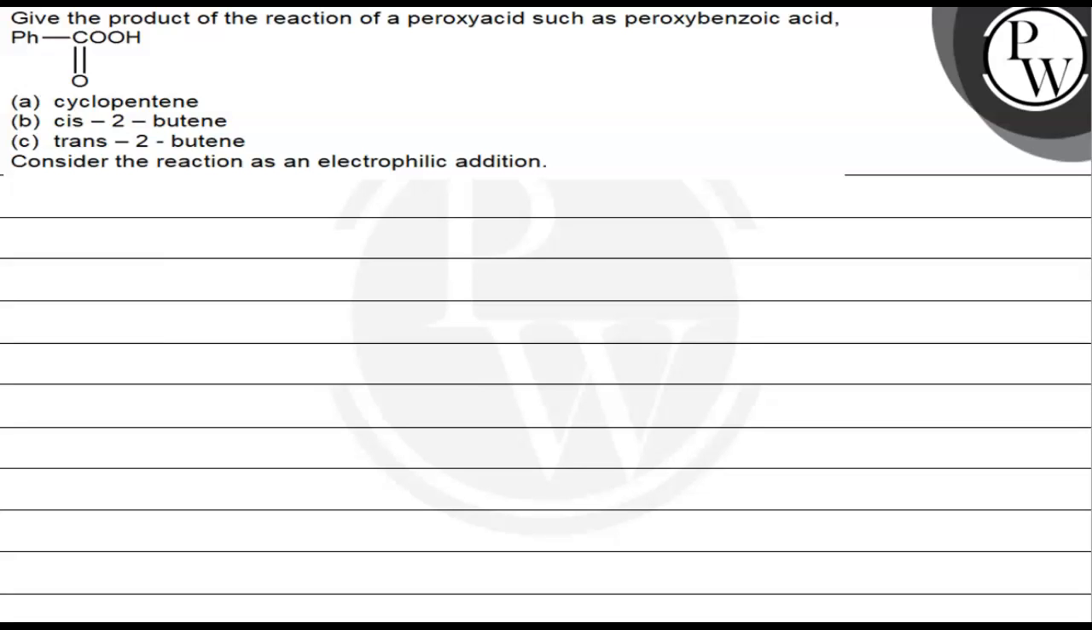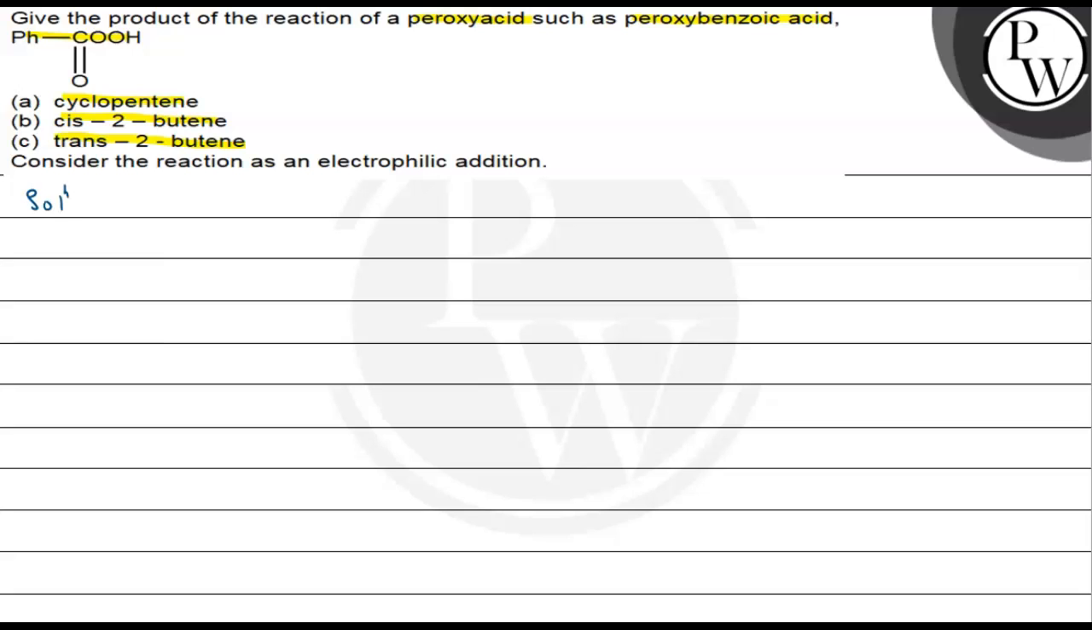Hello बच्चों. So let's see the question, and the question says give the product of the reaction of a peroxy acid such as peroxybenzoic acid. This is the structure of peroxybenzoic acid. Now we have to react it with cyclopentene in the first part of the question, with cis-2-butene in the second part, and with trans-2-butene in the third part of the question. So let's see the solution of this question.